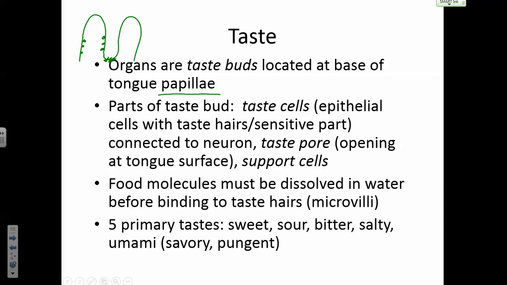So, we have 5 primary tastes. We all know about sweet, sour, bitter, and salty, but fairly recently they've identified umami, which is more of a meaty, pungent taste. Not necessarily meaty. I don't know how to describe it. A lot of the Thai foods have that. MSG, ever heard of monosodium glutamate? It activates that.